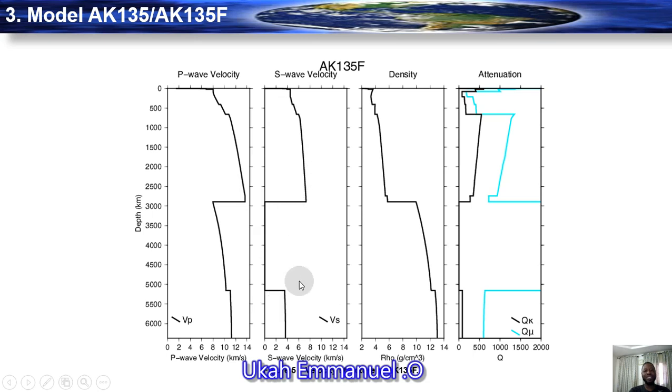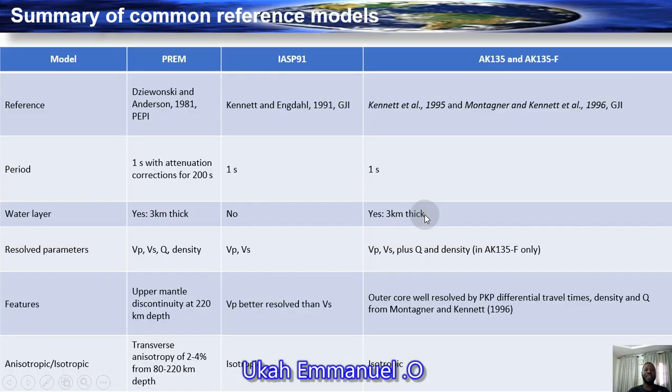Take note that they are not representing the structure of the earth in the same way. You can see here there are the resolved density and attenuations. This is the bulk attenuation and this is the shear attenuation. So this is basically the velocity structure of the updated version of the AK135 velocity model. Having said that, this is the summary of the common reference models.